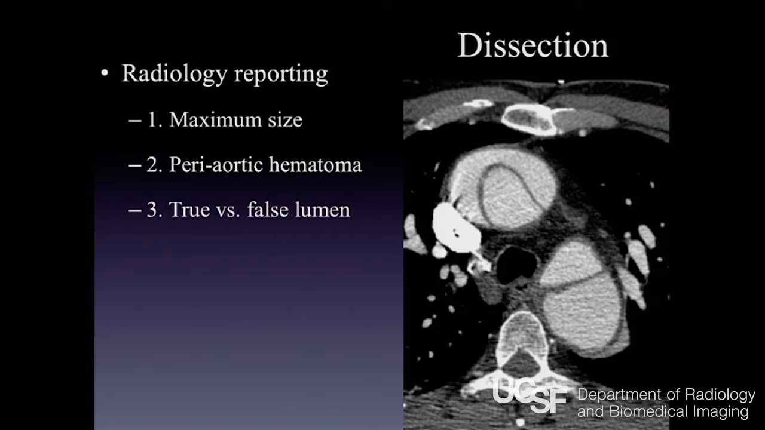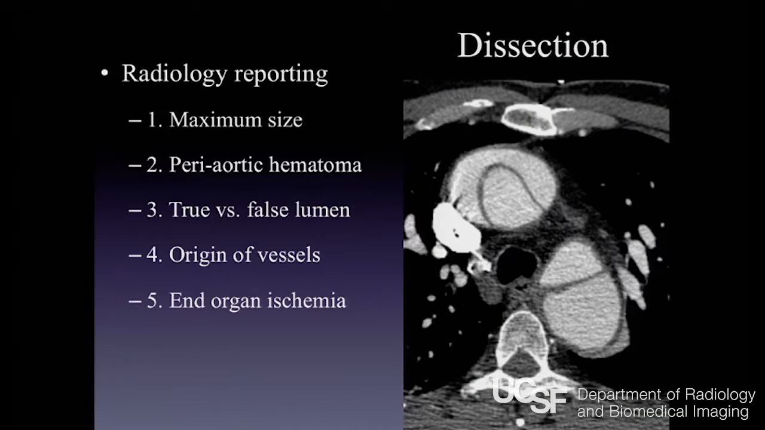You identify the true versus the false lumen, and then you see which vessels originate from the false in particular, because the false lumen shows slow flow. The organs that are supplied by those vessels have a much higher risk of end organ ischemia when they originate from the false lumen. That includes the renal arteries in particular, which are a good example of that. But of course, any of the takeoff of the great vessels that lead to the carotids, things like that, are very important to identify their origin.